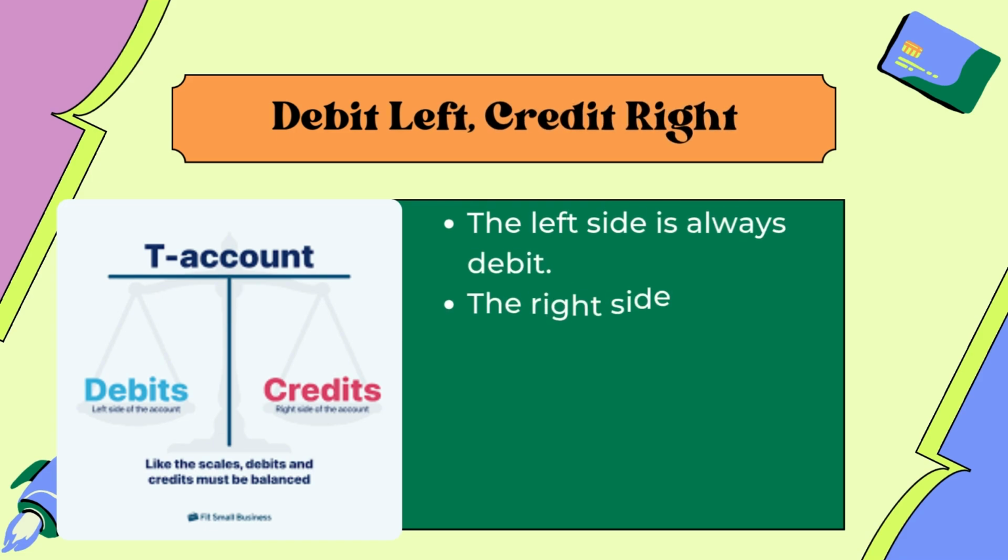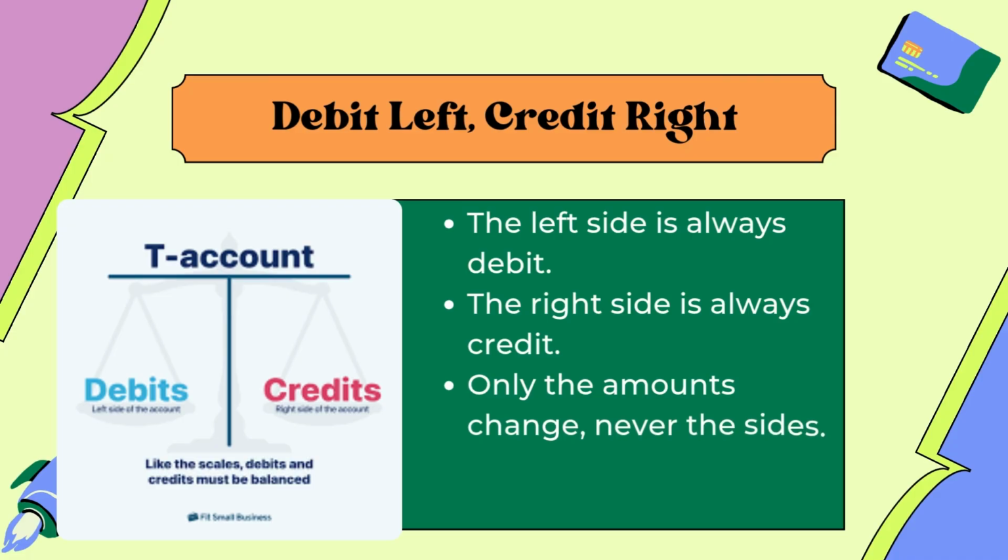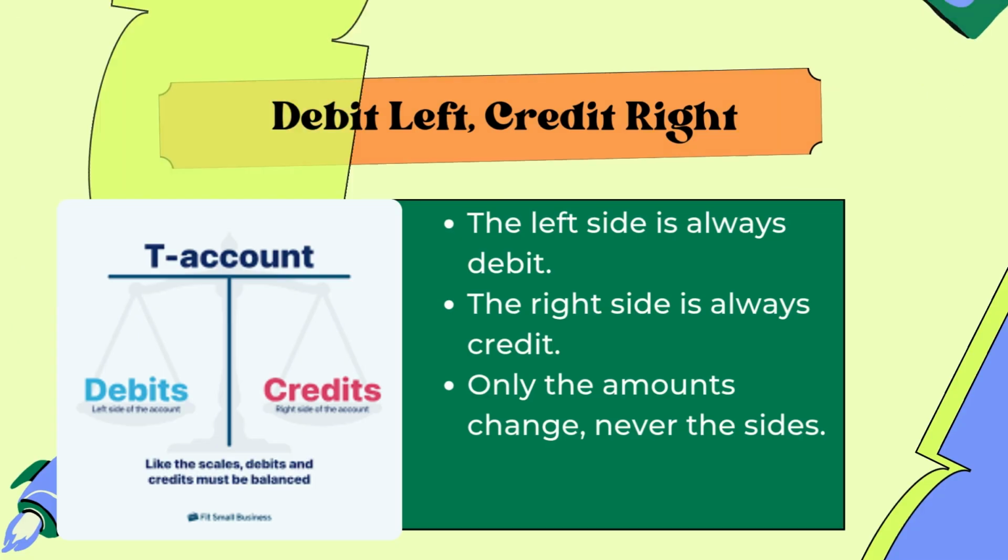One important rule to remember is very simple. Debit is always on the left and credit is always on the right. Only the amounts change, but the sides never change.